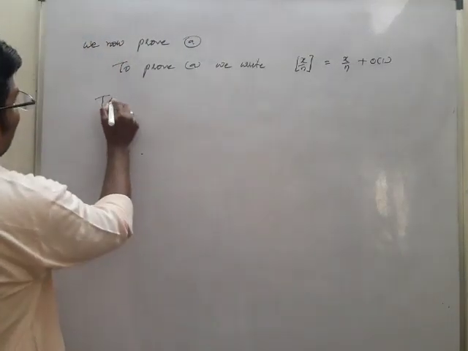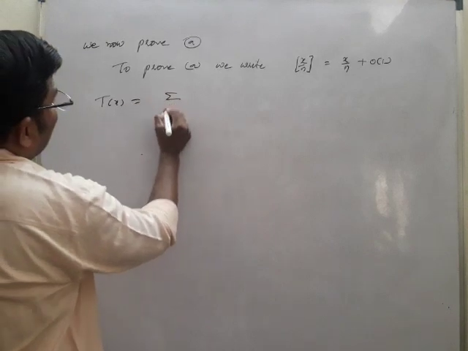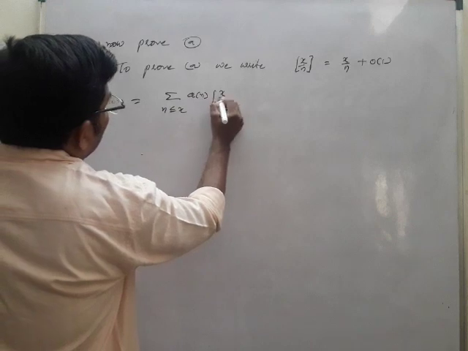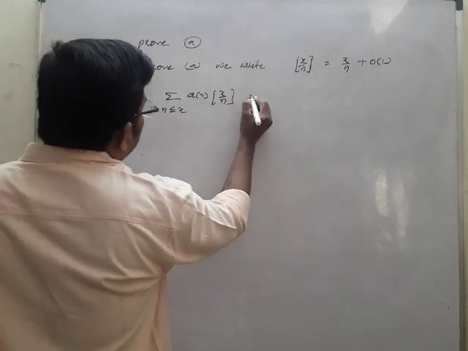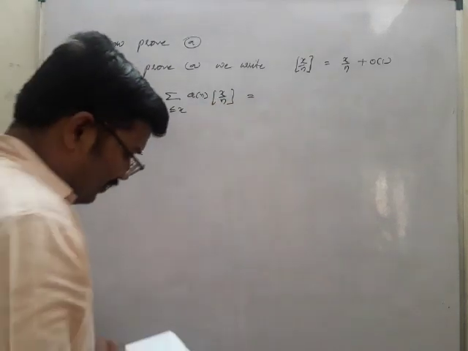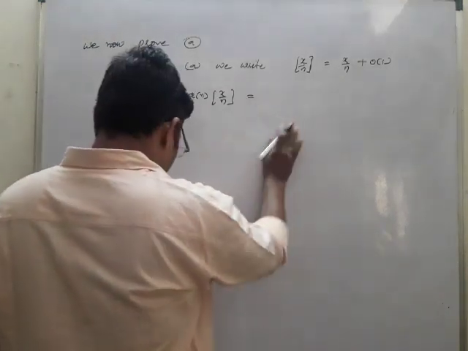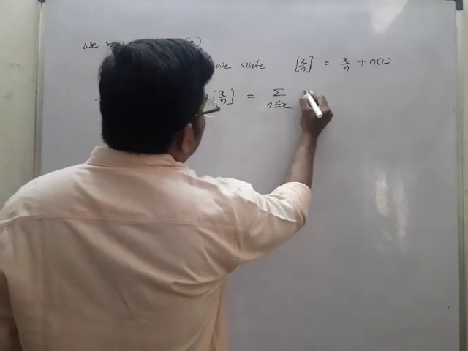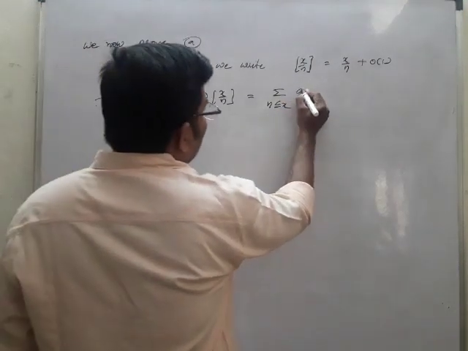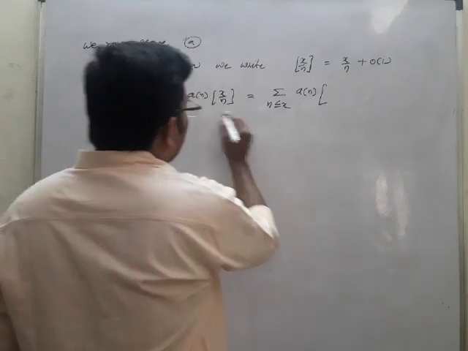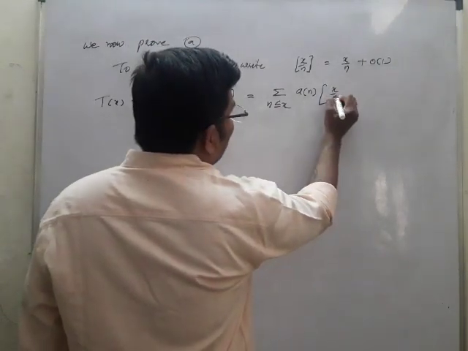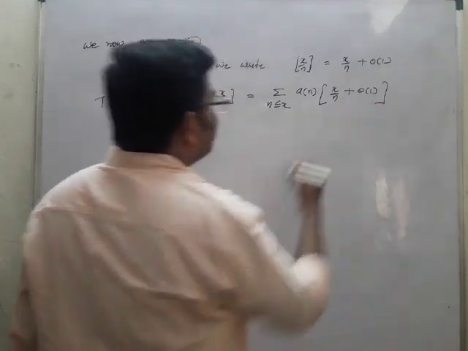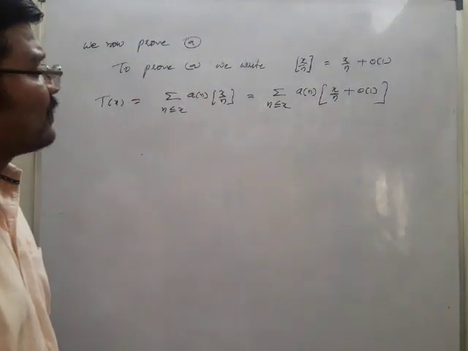So what is that now? T of x equals summation n less than or equal to x, a of n into the greatest integer of x by n. Now this is already what we have chosen. So therefore I may write this in the form of summation n less than or equal to x, a of n, and in the place of the greatest integer of x by n you can write x by n plus big O of 1. This is what I have replaced.